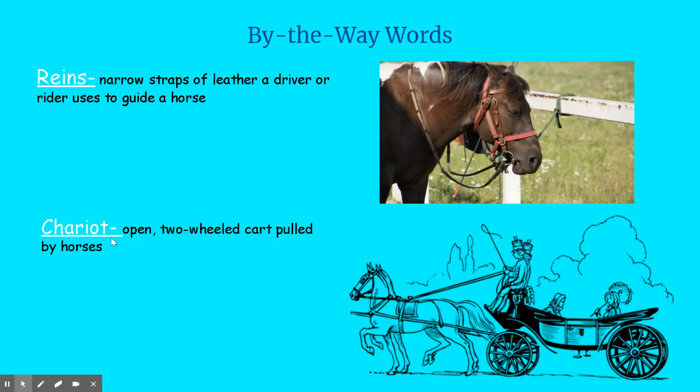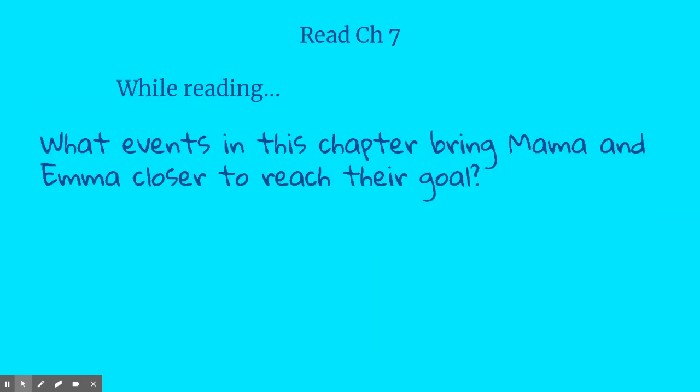Our other word is chariot. It's an open two-wheeled cart pulled by horses. So the chariot that we have in this picture is a very fancy one that people would take out to drive around. We're going to hear it kind of in a song, but they're talking about a chariot, like something like this, a sweet chariot. So while we're reading chapter 7, I want you to ask yourself, what events in this chapter bring Mama and Emma closer to reach their goal?